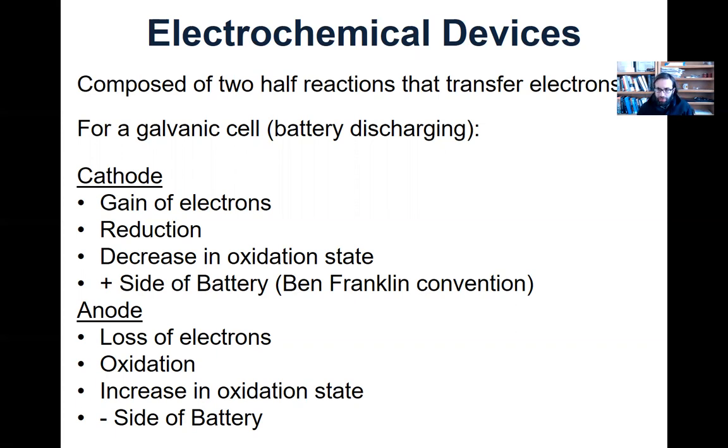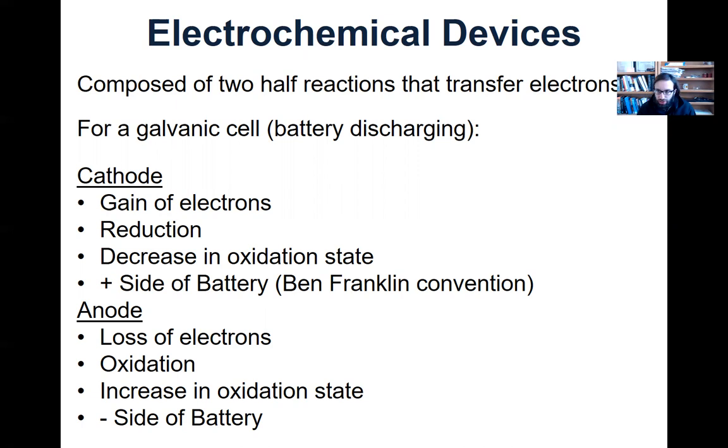And that was the convention that first came into use by Benjamin Franklin. Because of that, if you look at a battery, the plus side is actually the cathode, which is confusing. But for our purposes as chemists, we are just going to be thinking that cathode is gain of electrons, or gaining negative charge. So we can think of the cathode as becoming more and more negative during reduction.